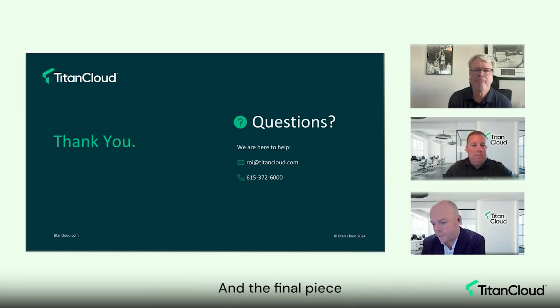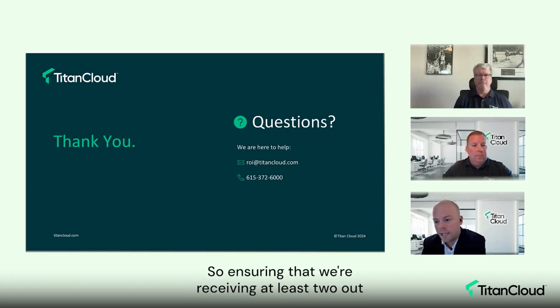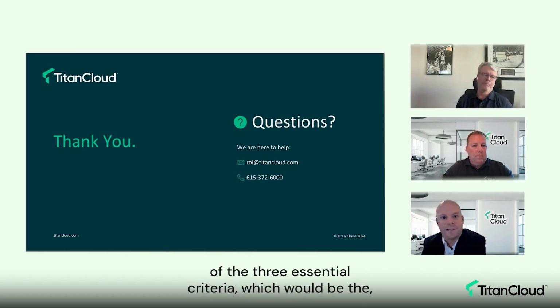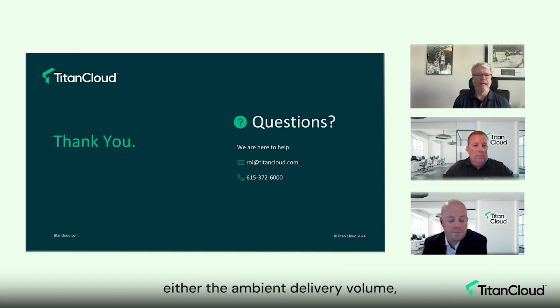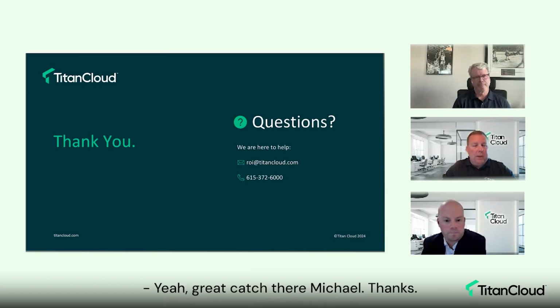Yeah, and the final piece of information for the ATG recalibration would be the BOL deliveries. So ensuring that we're receiving at least 2 out of the 3 essential criteria, which would be either the ambient delivery volume, the temperature adjusted delivery volume, or the gantry temperature. We just need 2 out of those 3, and we can calculate the other one. Yeah, great catch there, Michael. Thanks.